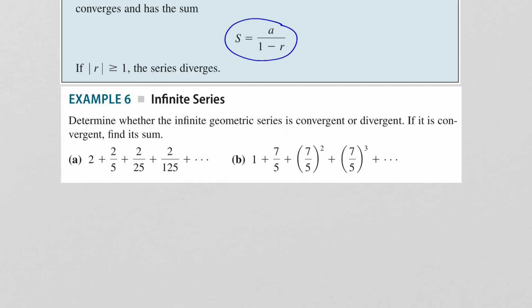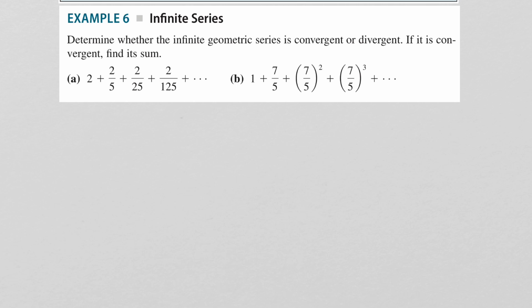So in our first example here, we have the sum of a couple of infinite series. We want to determine whether it converges, and if it does converge, we want to find the sum. So in our first series here, we have a first term, which is equal to 2, and our common ratio is 1/5, right? Because 2 times 1/5 is 2/5. 2/5 times 1/5 is 2 over 25, etc.